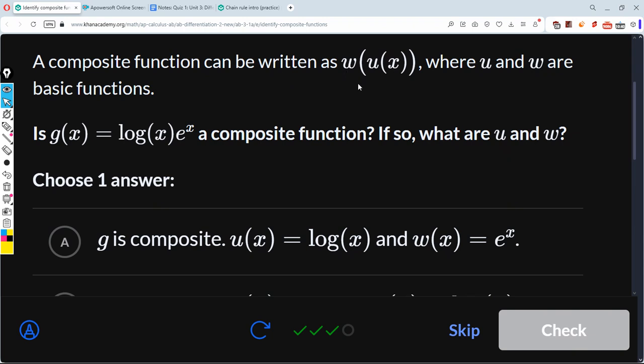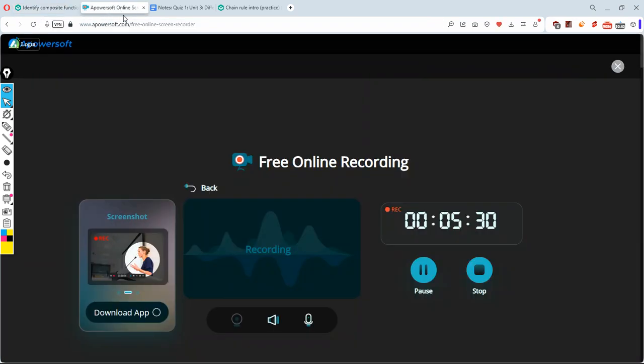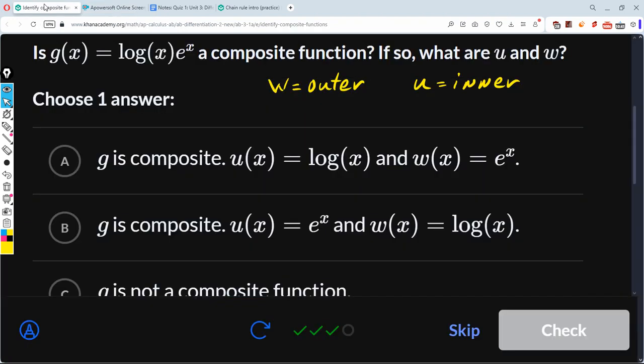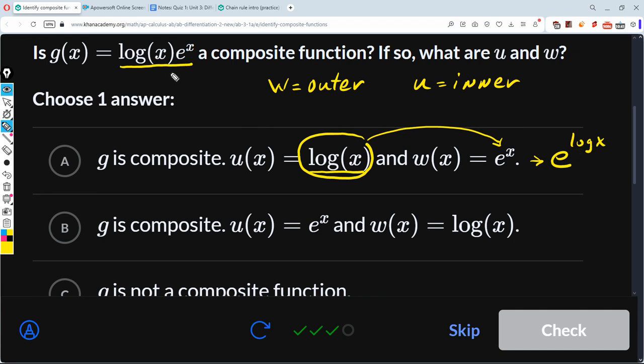All right, here we have W is the outer and U is the inner. Right here is the original. We're going to sub the inner into the outer. In other words, sub in U into W. Right here is function U. We're going to take this right here and sub it into function W. So subbing in place of X, that's going to give us e in place of the exponent, log of X. Does this match the original? No. So it's not answer A.